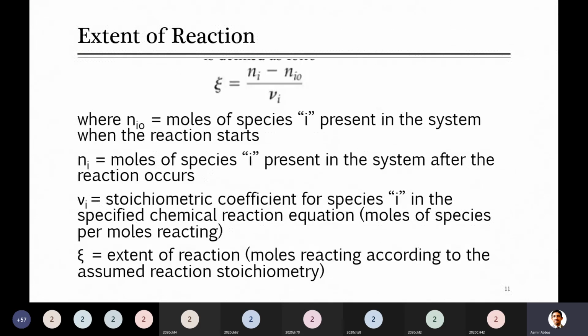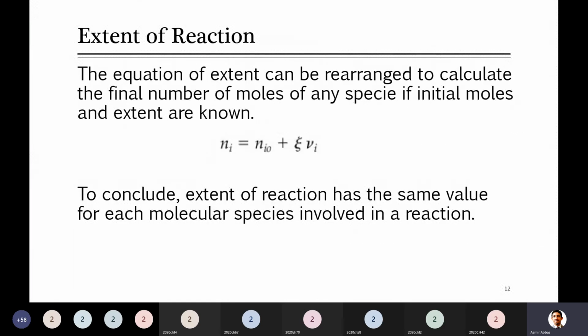So let's move further in this equation. I can rearrange this equation to find the moles of any species at any time. If I want to check after 1 hour what the moles of some component are, either product or reactant, I can rearrange it: Ni will be equal to Ni naught plus the extent times the stoichiometric coefficient. If I know the initial number of moles of that species, I know the extent of reaction, and from the chemical reaction equation I can find the stoichiometric coefficient, I can use this equation to calculate the number of moles of any species after some specific time.